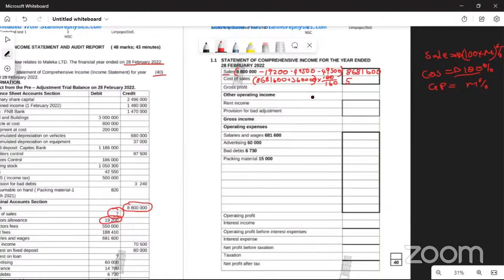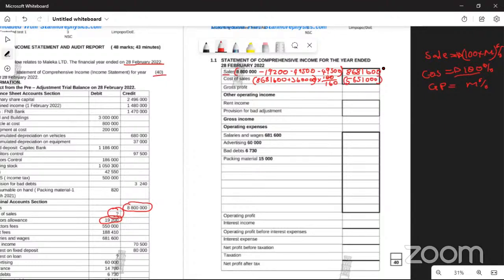Multiply by 200 over 160, which is giving us 5,651,000. Then space with brackets. I hope you follow, guys. Then you calculate your gross profit from there.